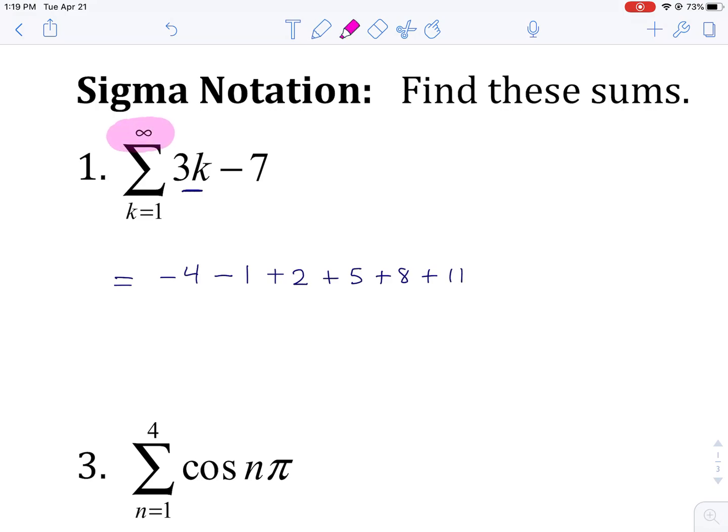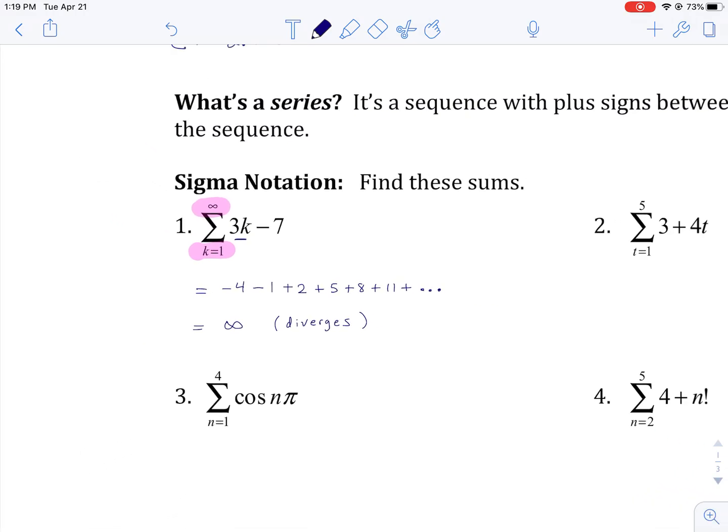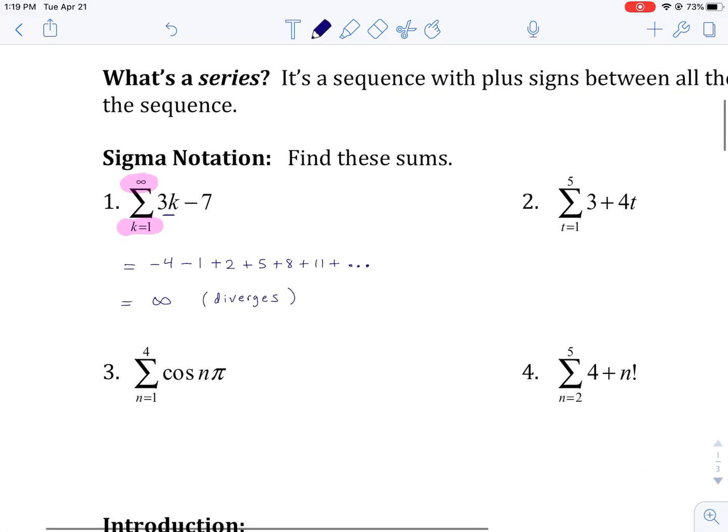And here's the thing, how far do I go? I go all the way to infinity. So this is what's called an infinite series. And guess what? If we tried to add that up, what would it add up to? It would add up to infinity. Another word for that is we would say the series diverges. And generally, if you have an arithmetic series, it's going to diverge because eventually things get bigger and bigger and bigger.